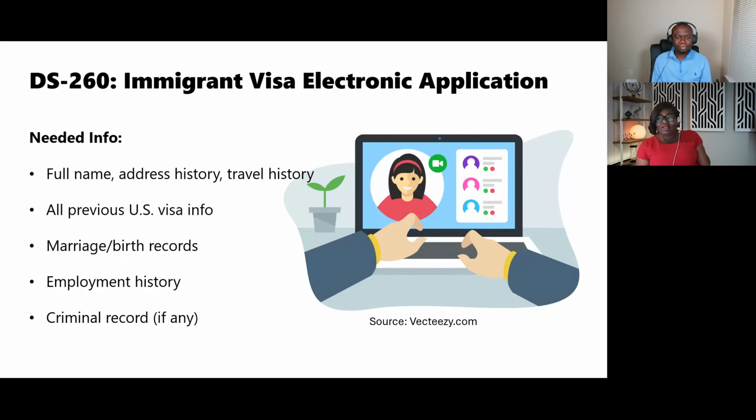It is nothing as complicated as the I-140 process, or the initial process that brought you up to this point. DS-260 is just a couple of pages asking about things that you should have readily available. Full name, address history, your travel history, all previous US visa information if you have any, marriage and birth records. This one is very important because your dependents are coming with you for most of us. So you need to show evidence of how these people are related to you. Of course, this is an employment based visa, so we still need some information about your employment history, and criminal record, if you have any.